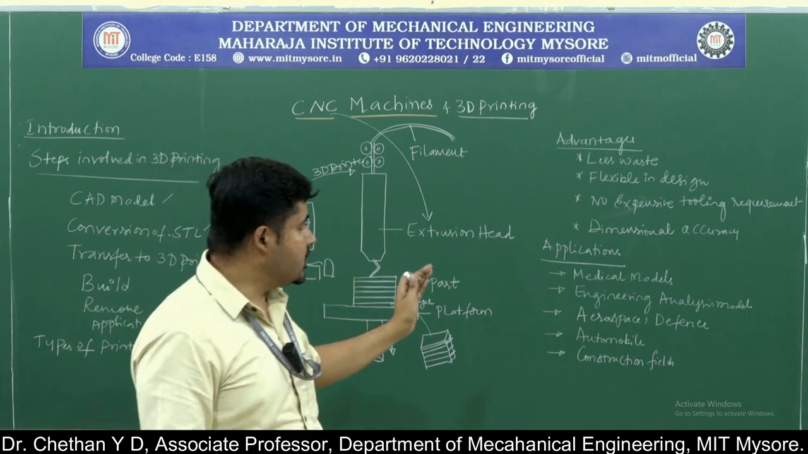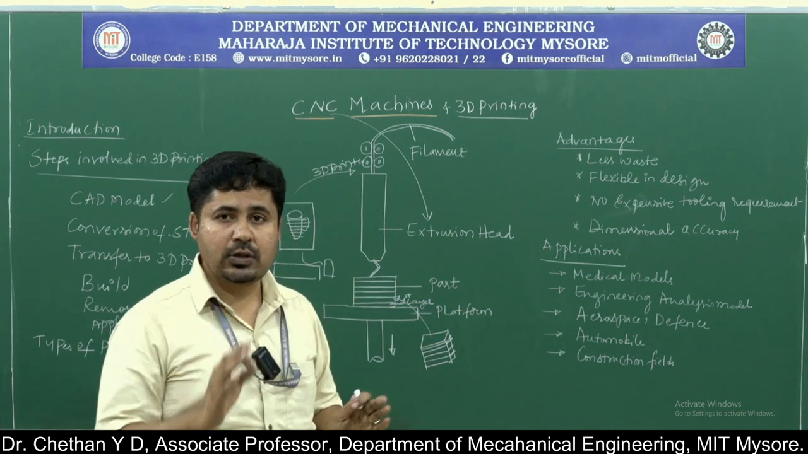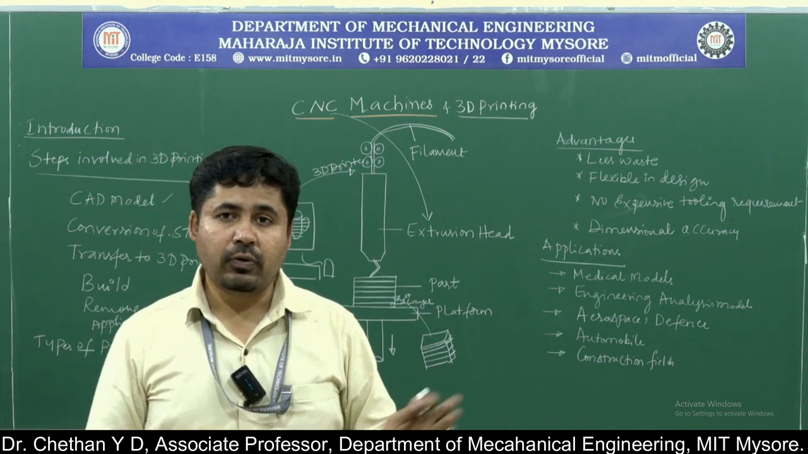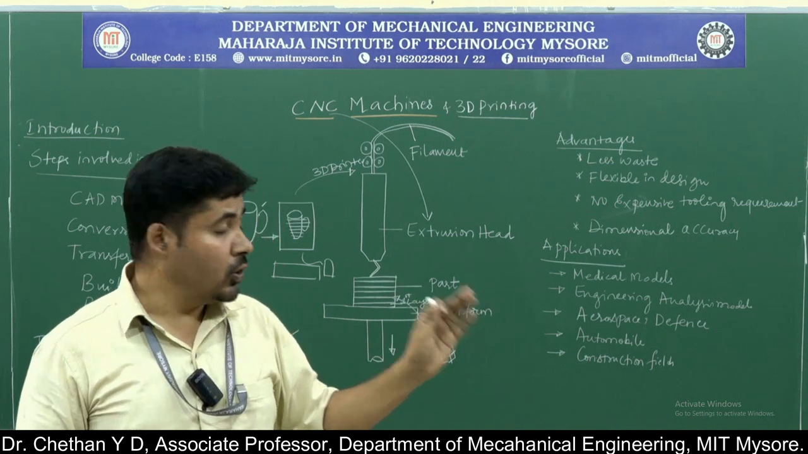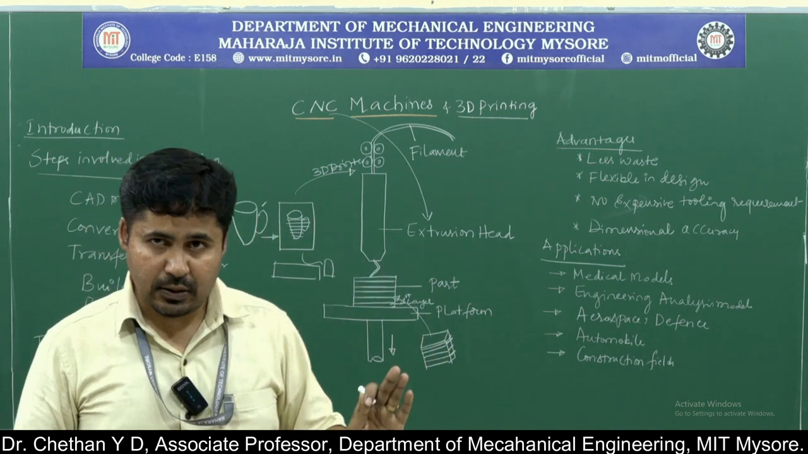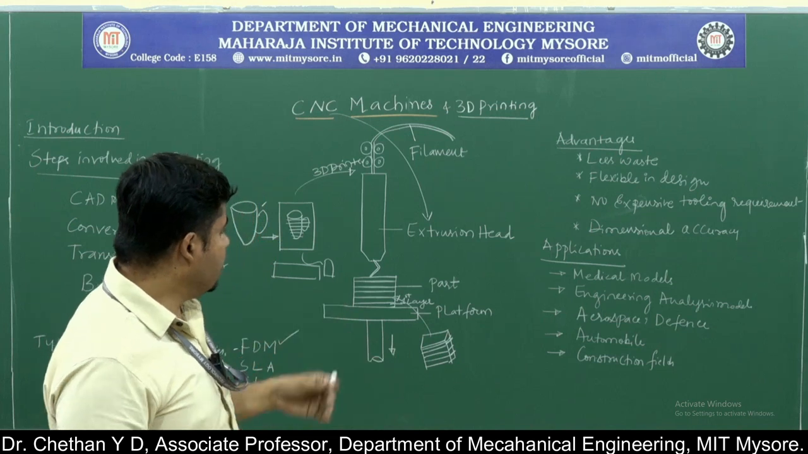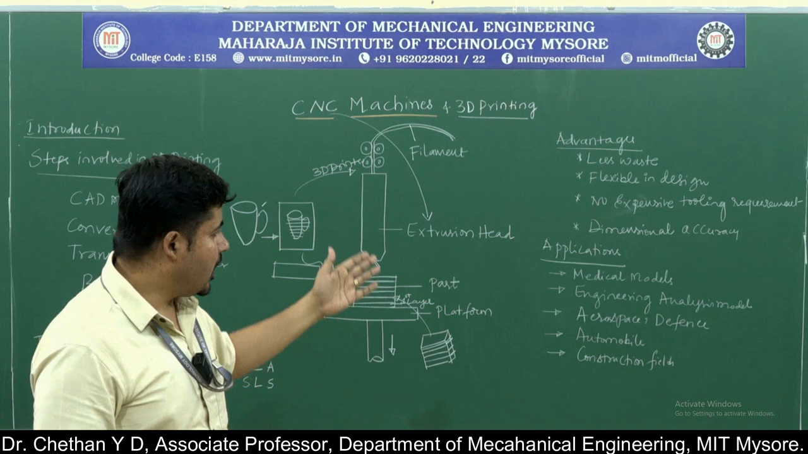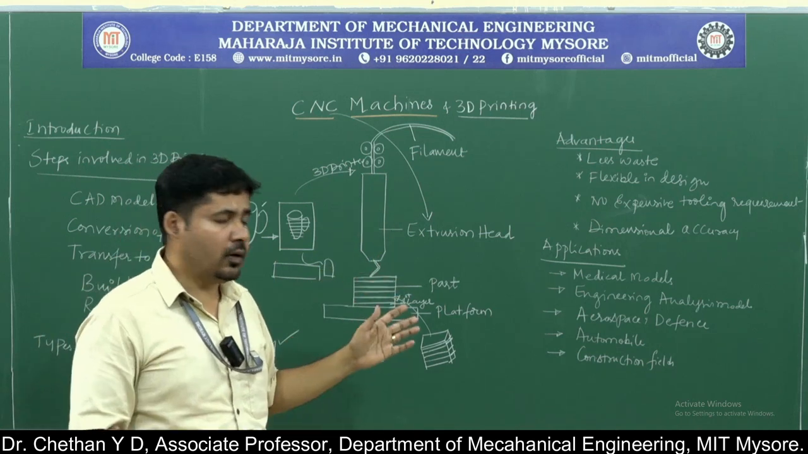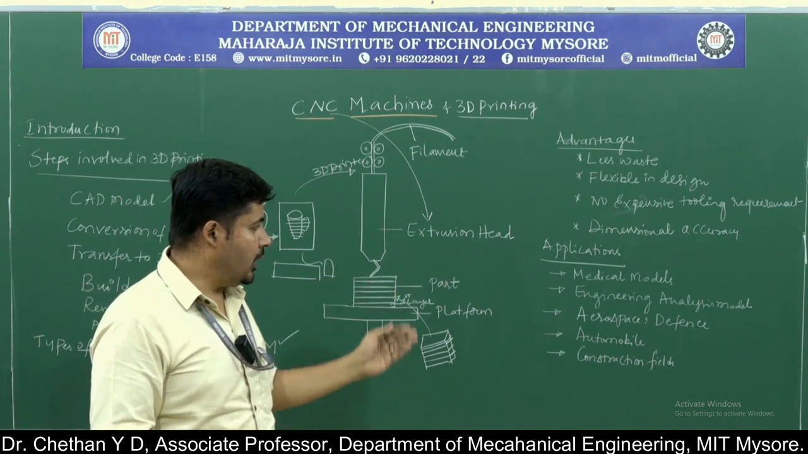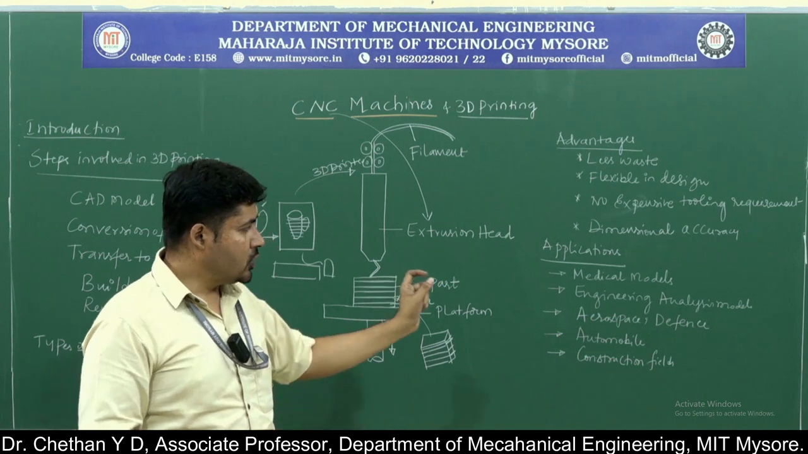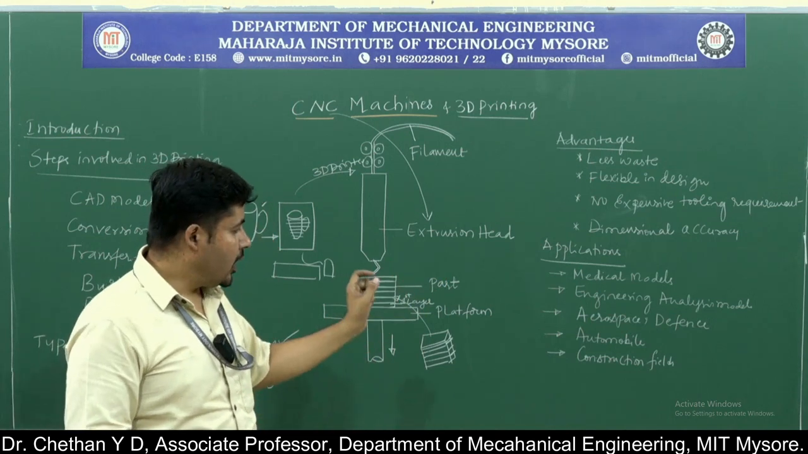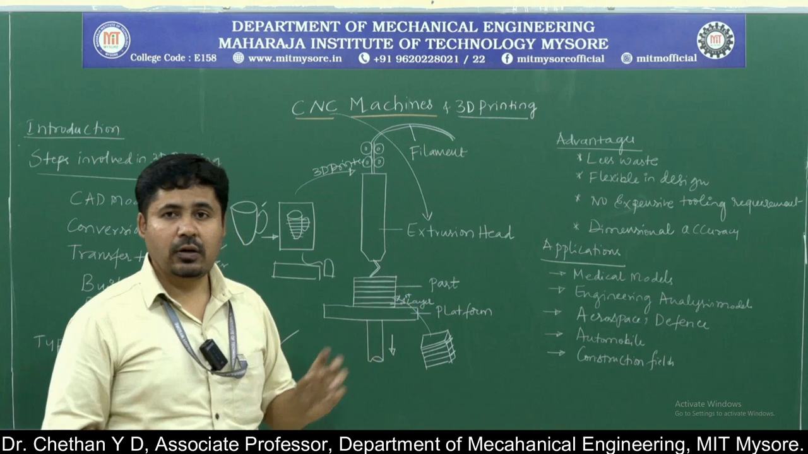Then the next one is dimensional accuracy. Dimensional accuracy plays a very vital role. So we can expect good dimensional accuracy with the help of 3D printers. Okay. Then what are the applications of this 3D printing? So here we can have this particular technology in many fields like medical models, engineering analysis models, aerospace and defense, then automobile and constructional field.